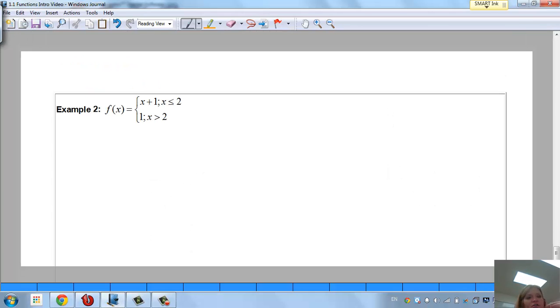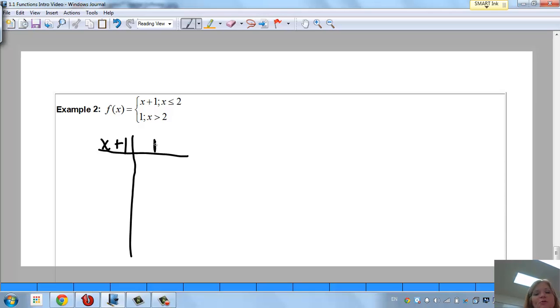I've got a piecewise function here. I've got x plus 1 is less than or equal to 2. So let's break up the pieces and get some points here and do our own little sketch before we put it in the graphing calculator. Let's try this again one more time. X plus 1 is the first piece, and the second piece is just 1.